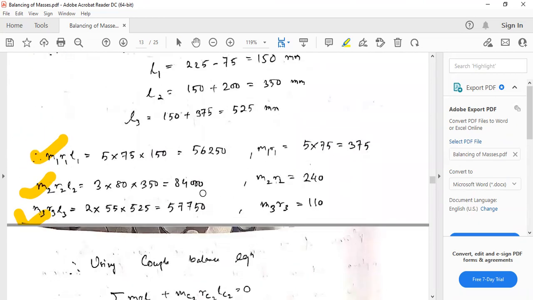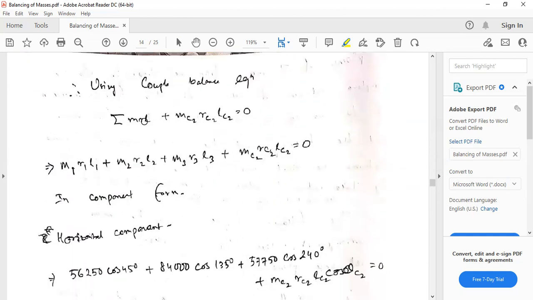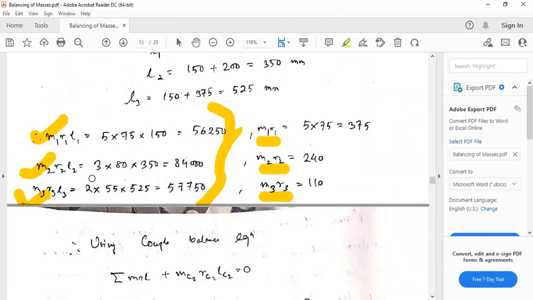These are couples, we will need them, and we also need the value of M1 R1, M2 R2, that is the MR value. This is for static balancing, these are for dynamic balancing. So find out M1 R1, M2 R2, M3 R3 also. Now for dynamic balancing, this is the equation. Let's use it first, then we'll get the values of MR, MC, etc. So you know, the summation of all these.